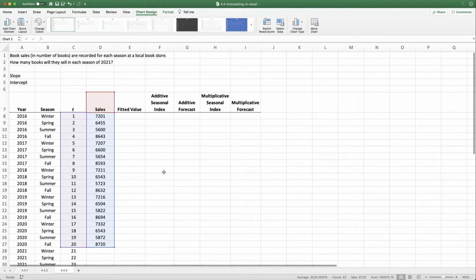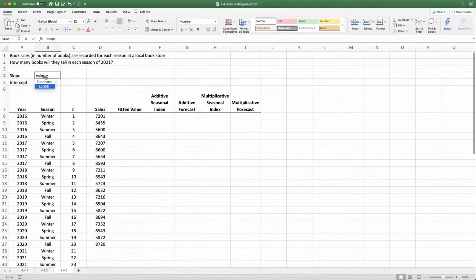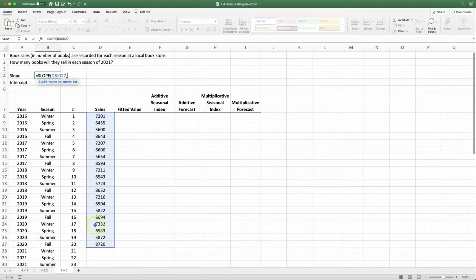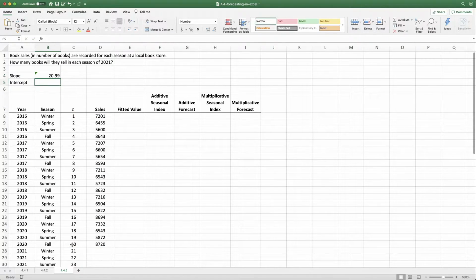To do a seasonal forecast, you need to know what the regression line is for the data that you've observed. So we'll find the slope of these data using the slope function. The y values are the sales. The x values are the t values. Remember, we're only finding the slope for the observed values. Slope is 20.99. So year after year, this pattern is moving up about 21 units per season, 21 extra books per season that we forecast. Season goes up, predicted sales goes up by 21 books.